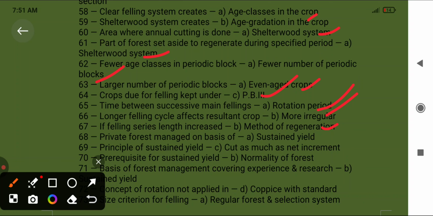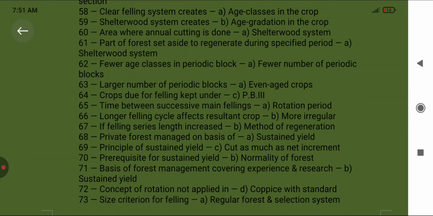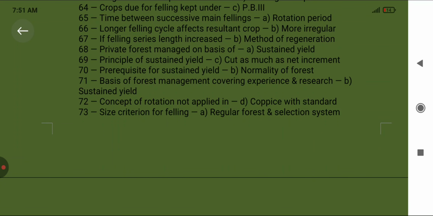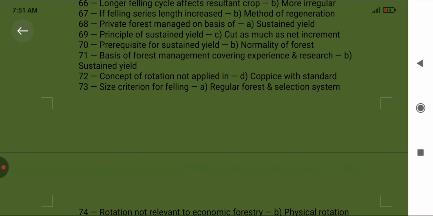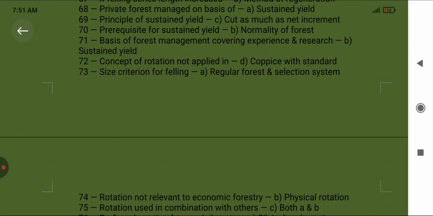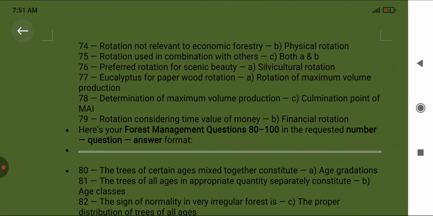Private forest is managed on the basis of sustained yield. Principle of sustained yield: cut as much as net increment. Principle for sustained yield: normality of forest. Basis of forest management covering experience and resource, that is, sustained yield. The concept of rotation is not applied in coppice with standard size. Criterion for filling, regulation of forest and selection system.